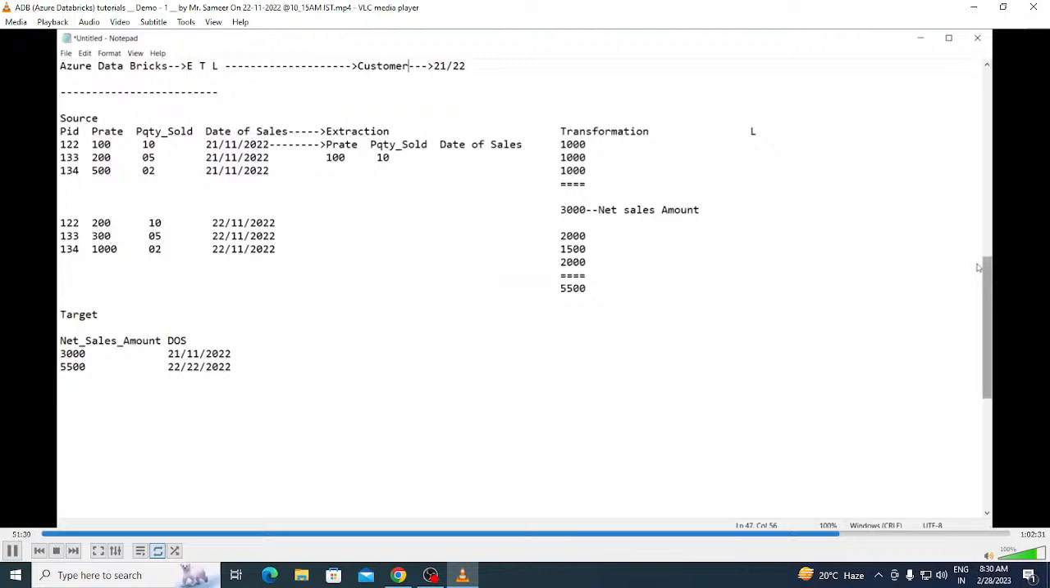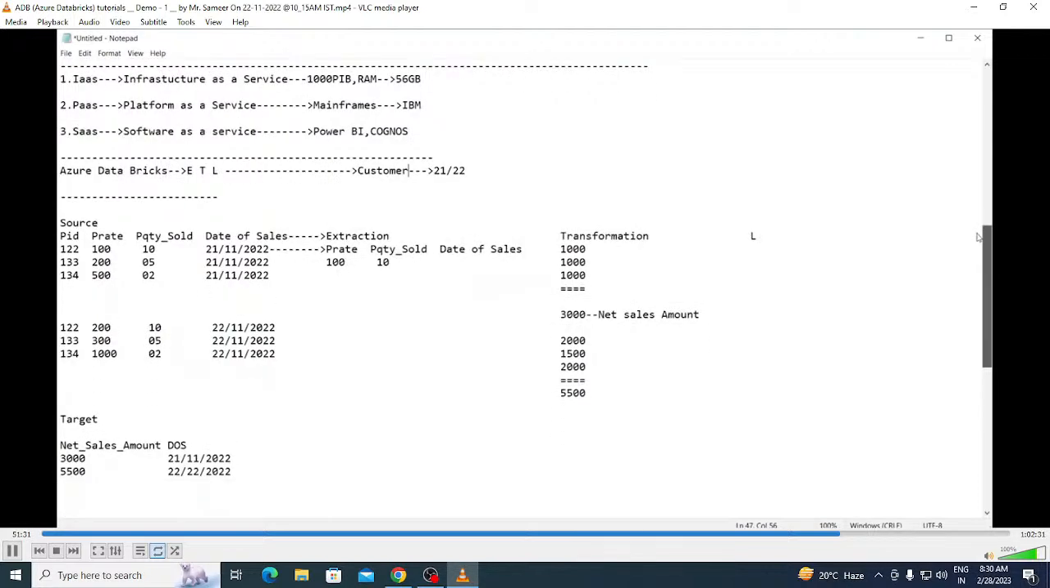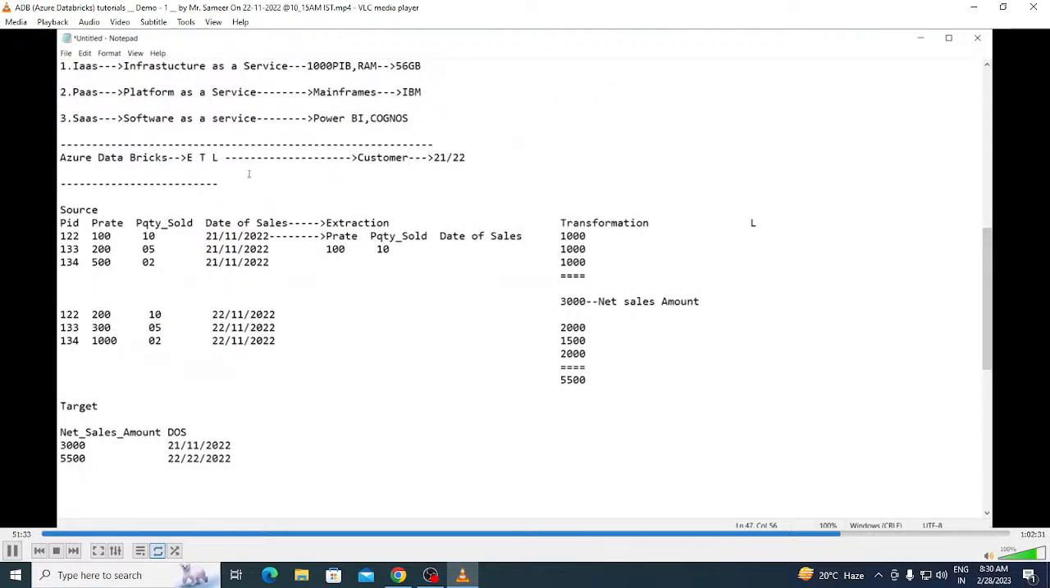This process is called extraction, transformation, and loading. And this is done by using Azure Databricks. It is done using the service called Azure Databricks, where extraction, transformation, and loading of data is done. Clear all of you now?